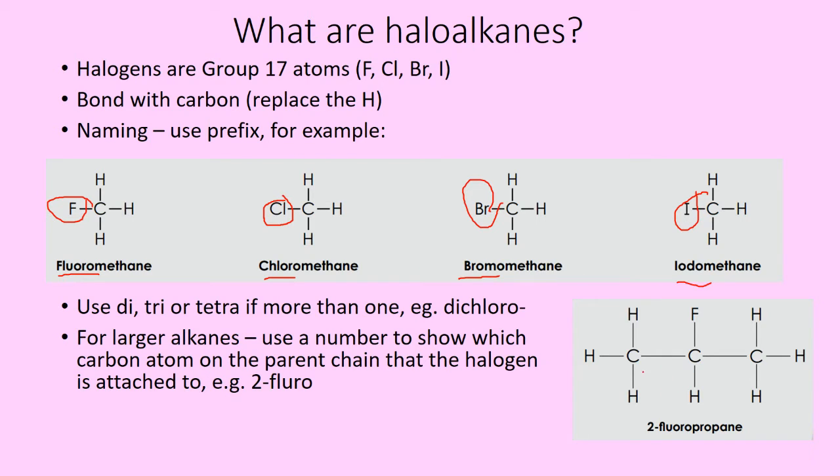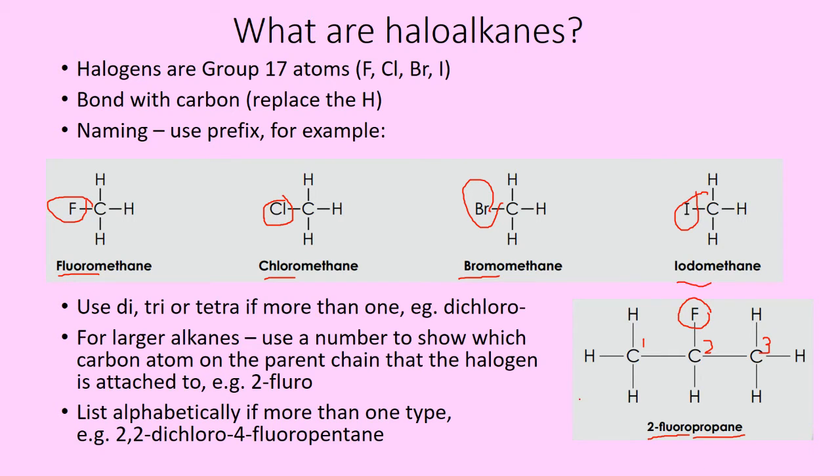So in this example, you've got propane, which is a 3-carbon chain, propane, and the fluorine atom is attached to carbon 2. So this is 1, 2, 3. The fluorine atom is attached to carbon 2, so it's 2-fluoropropane.